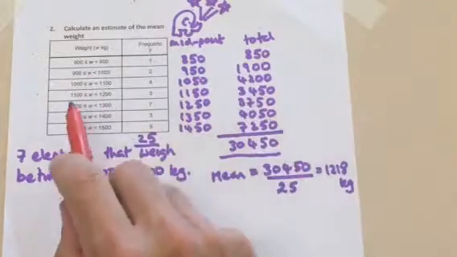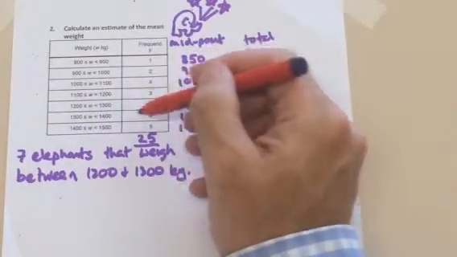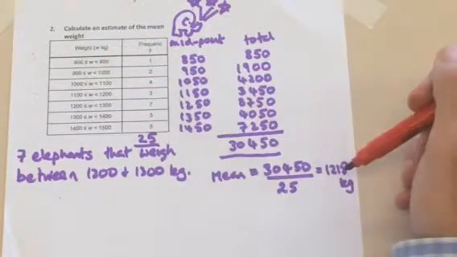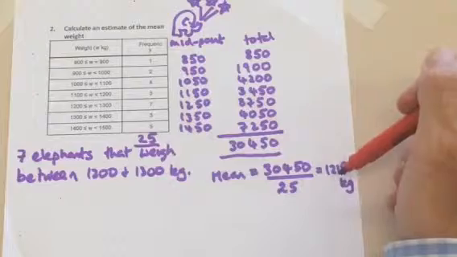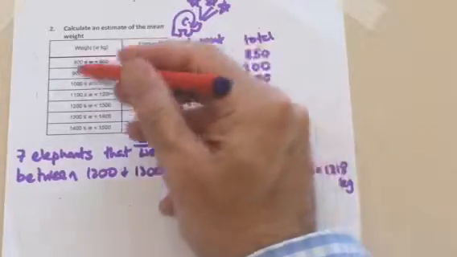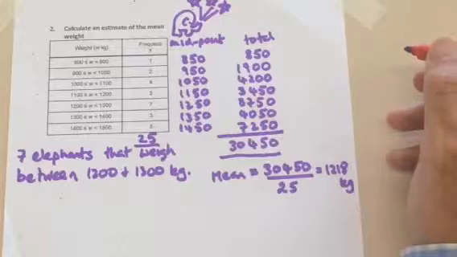Always worth checking if that's a sensible mass for an elephant. So if we look, 1,218 will be in this interval here, okay, which is broadly towards the middle of the range between 800 and 1,500, so that sounds about right. If I'd got an answer here of 30 or 7,000, I would know my answer was wrong. But as this number lies around the middle of the possible ranges of masses of elephants, that's about right.